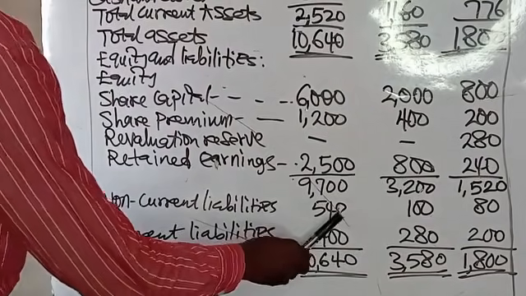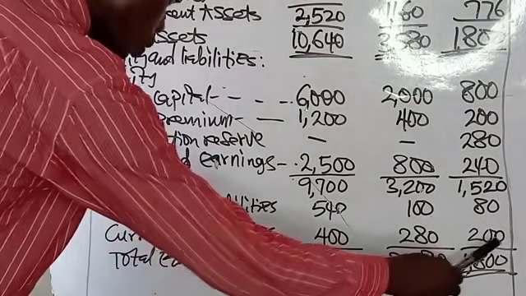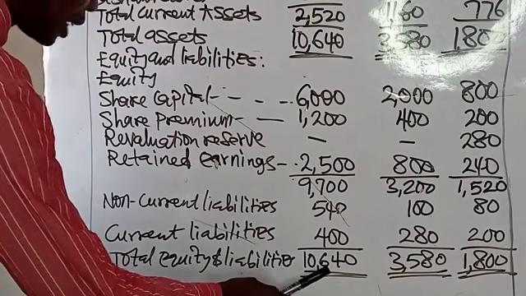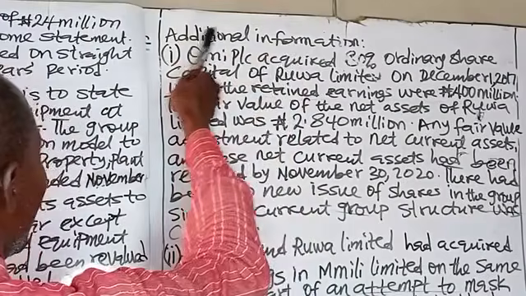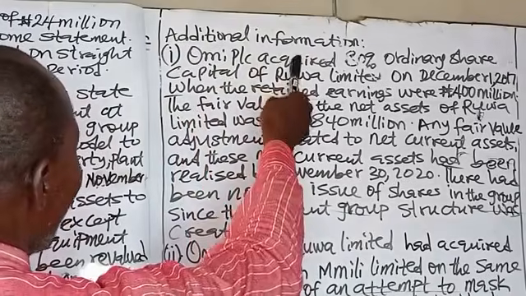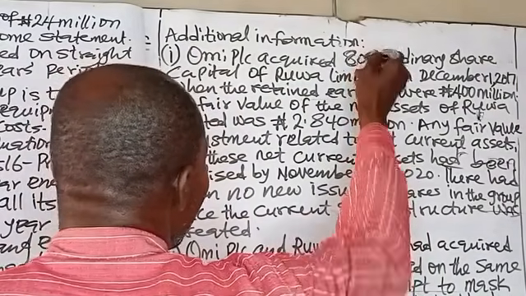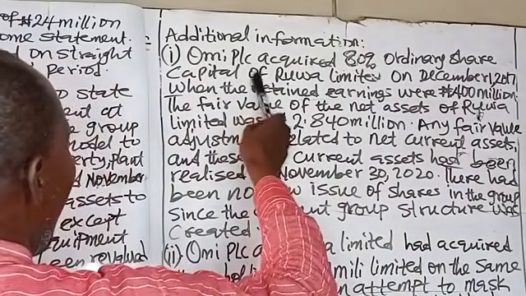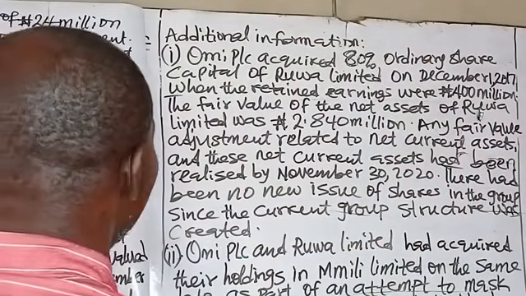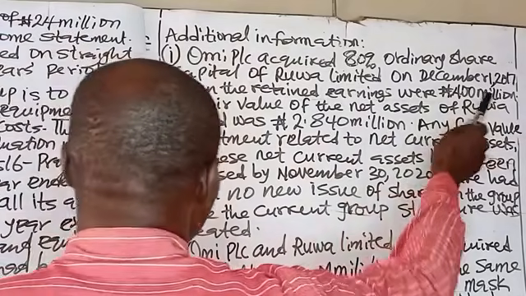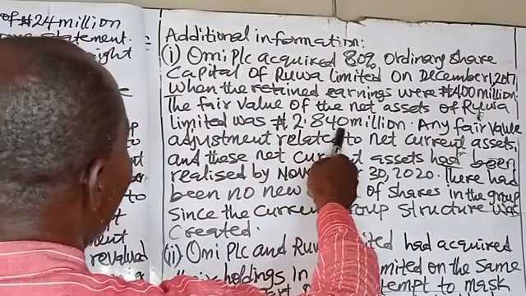Non-current liabilities 540, 100, and 80. Current liabilities 400, 280, 200. Total equity and liabilities 10,640, 3,580, and 1,800. Additional information. 1. OMI PLC acquired 80% of the ordinary share capital of Ruwa Limited on December 1st, 2017, when the retained earnings were 400 million naira. The fair value of the net assets of Ruwa Limited was 2,840 million.